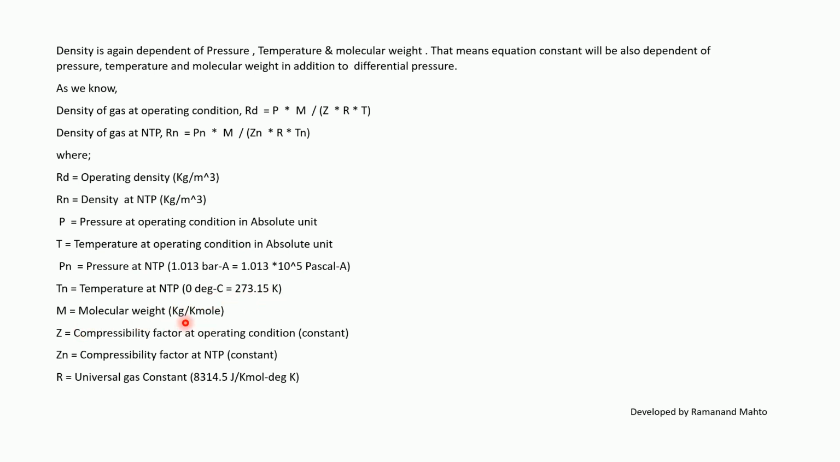M is the mole weight, in kg per kilomole. Z is the compressibility factor at operating condition, constant. Zn is the compressibility factor at NTP, which is constant. R is the universal gas constant, 8314.5 joule per kilomole per Kelvin.